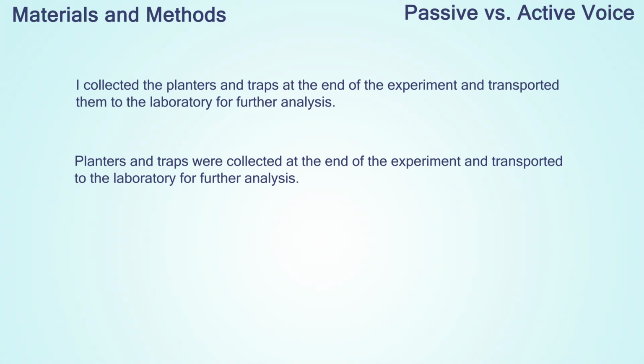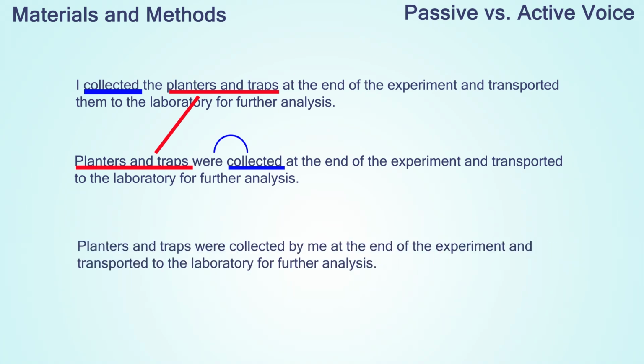Notice that the object of the sentence has moved to the subject position of the sentence. The verb is in roughly the same spot, but this verb is modified by the auxiliary verb were. The subject is assumed, therefore you can remove the I from the sentence. Technically, the sentence should be written like this. However, in scientific writing, you do want to be short, sweet, and to the point. The words by me are unnecessary.